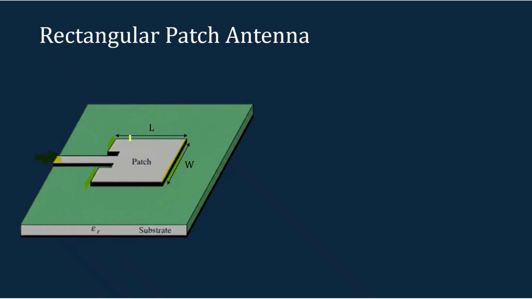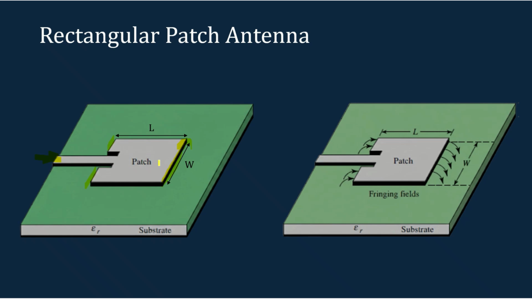As the dimensions of the length and width are finite, some of the radiation will extend through the air. This is known as fringing. In the ideal case, all of the field has to be confined within these boundaries, like the patch, dielectric and the ground. But as the dimensions of the length and width are finite, some field will extend through the air. This is known as the fringing field.